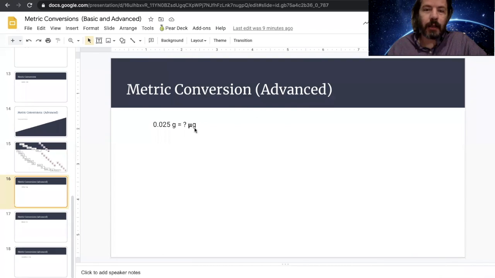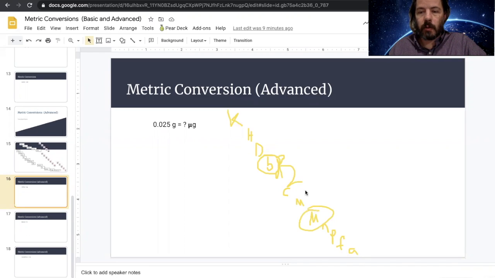When I get this, the first thing I note is that it's on the small end. So I only write King Henry died by drinking chocolate milk, mu, micro, nano, missing no pinkies Friday afternoon. I'm going from grams, my base unit, to micro. So that's 1, 2, 3, and then 3 more, 4, 5, 6. When we go from milli to the next one, it's 3 steps. So 1, 2, 3, 4, 5, 6 to micro. So I'm going to move my decimal 6 places.